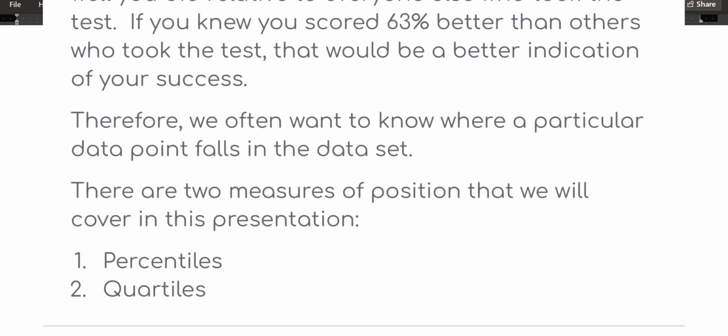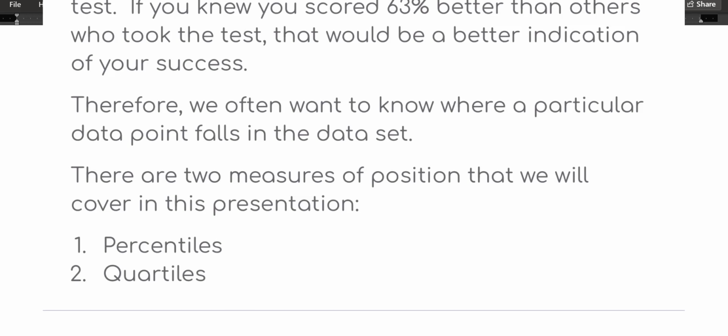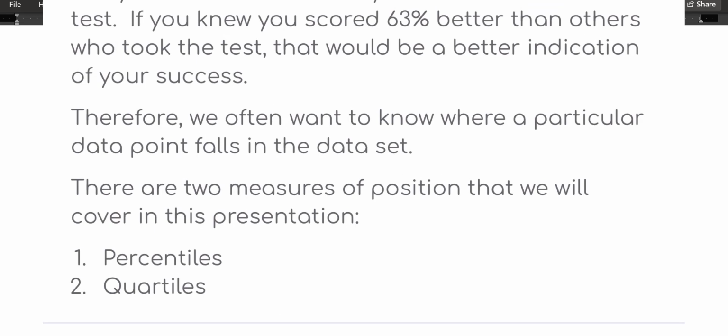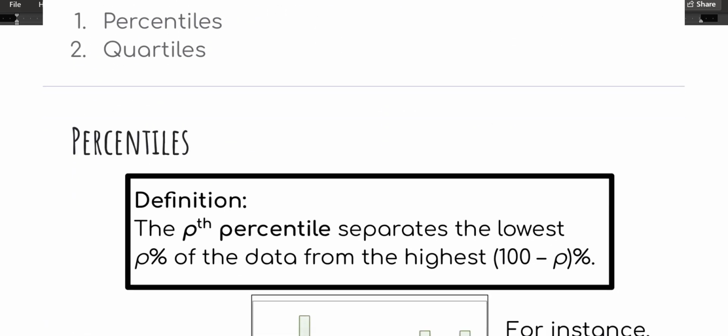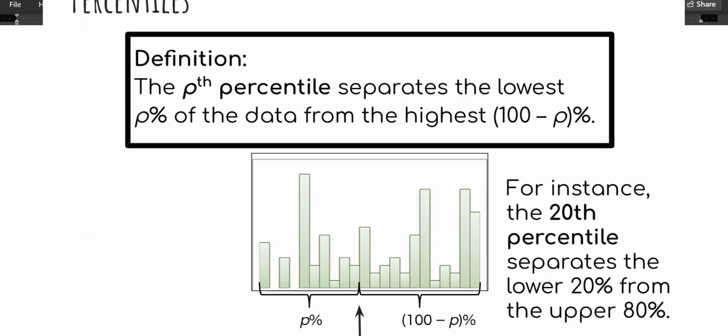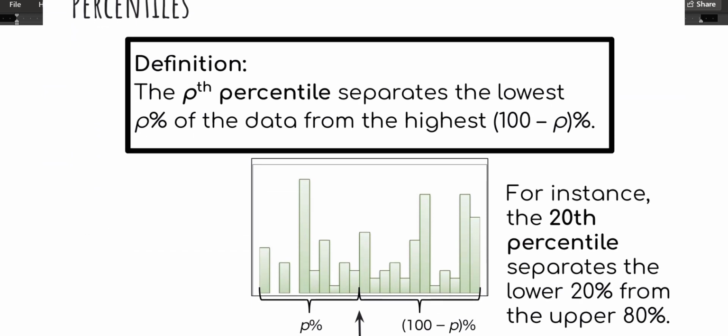And there are two ways to measure this. One is called percentiles and one is called quartiles. Now, a quartile is a type of percentile. It's a special type of percentile. So let's talk about what a percentile is first, and then we'll move into quartiles. So a percentile, the definition is the pth percentile. So replace the letter P there in pth.